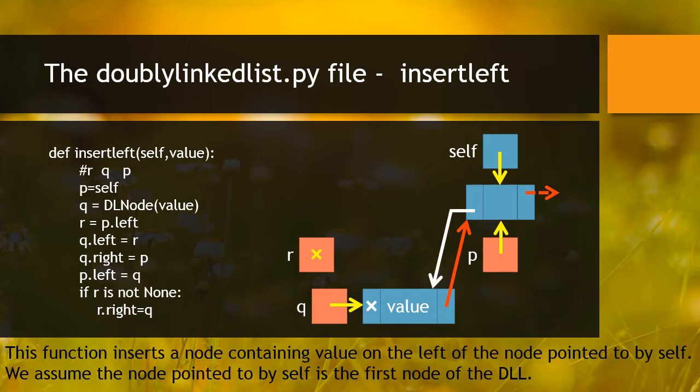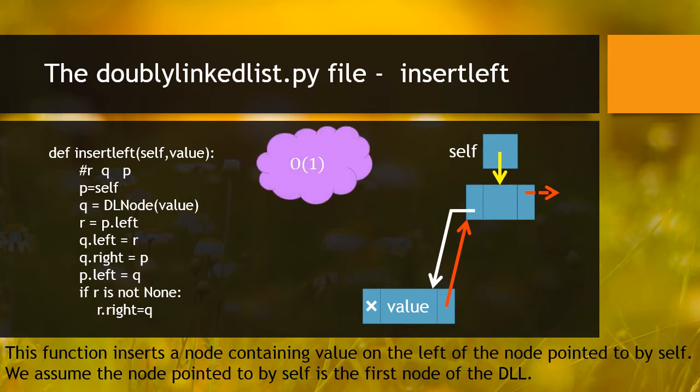If R is not none, the condition is false, R is none. We do not move into the body of the if. When the function completes, the three variables fall out of scope. This is what we get. We have inserted a node to the left of the node pointed to by self, and the O notation is 1.